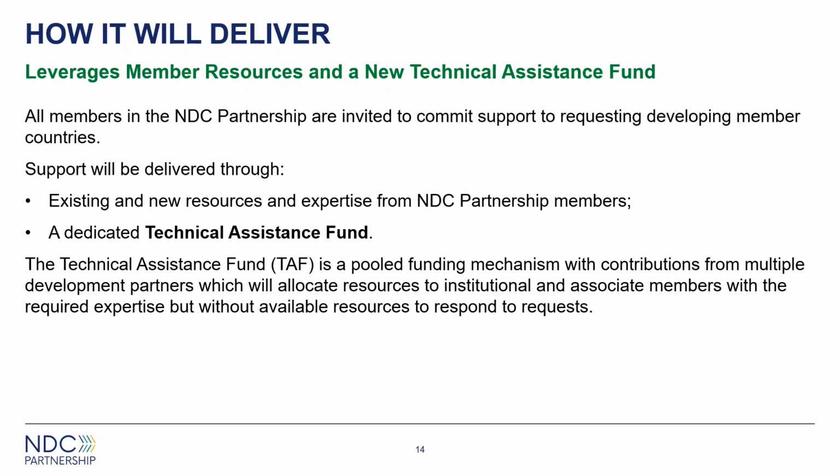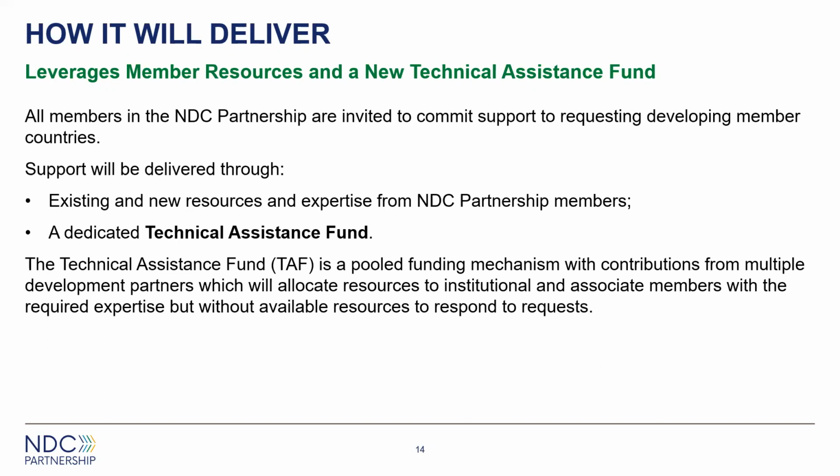So some of our members already have platforms or facilities that are specially designed to support countries in the implementation or preparation of NDCs. Some of these institutions are dedicating some resources for this or strengthening their resources for this specific objective, which is to support countries in the development of new NDCs. These have to be resources that are flexible and readily available so that countries have enough time before the end of 2020 to prepare high quality NDCs. But if members have the knowledge and the expertise but don't have available resources, then they can apply to the Technical Assistance Fund. This Technical Assistance Fund is a pooled funding mechanism that has contributions from multiple development partners, which will allocate resources to institutional and associate members with the required expertise, but without available resources to respond to the requests.